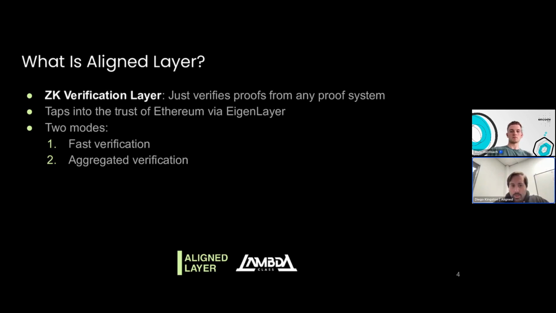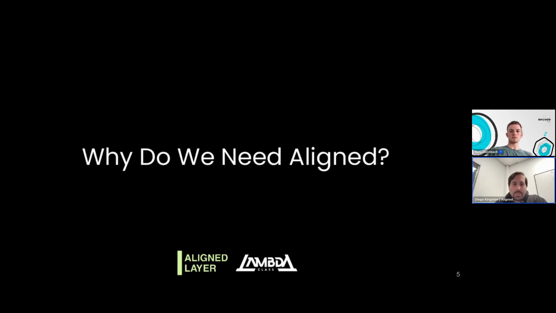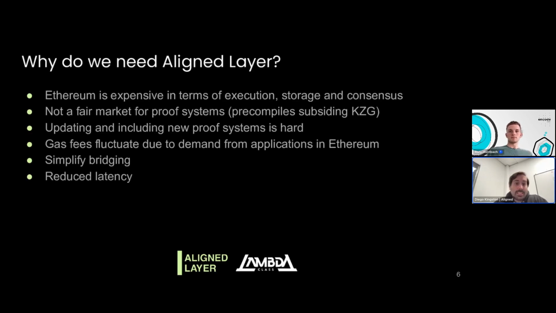So why have two modes and all that? I am going to explain it clearly when we see, okay, why do we need Aligned Layer? So this is the question we want to answer. And the thing is, first, Ethereum is one of the most amazing projects I've seen in my life, but it has some problems in that it is still expensive in terms of execution, storage, and consensus. Right now, it is not easy to verify any proof system.